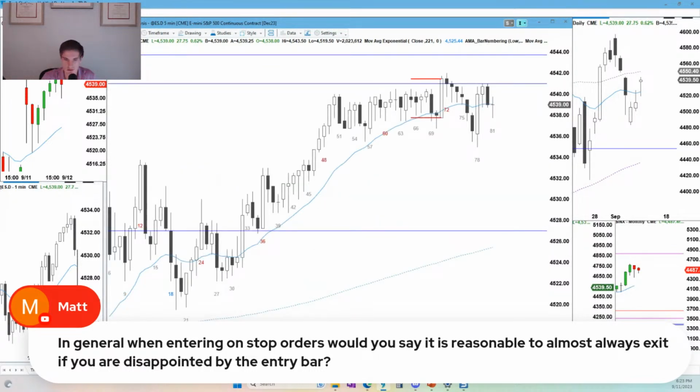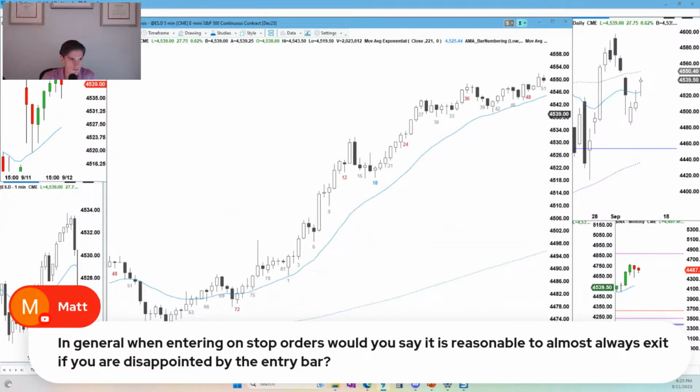Now compare that to a couple of weeks ago over here. You can almost buy anything. Here, if you bought 18 and you scalped out 2 bars later, you can just buy any bar that you want and you're probably going to make money. That's a sign of a strong trend.